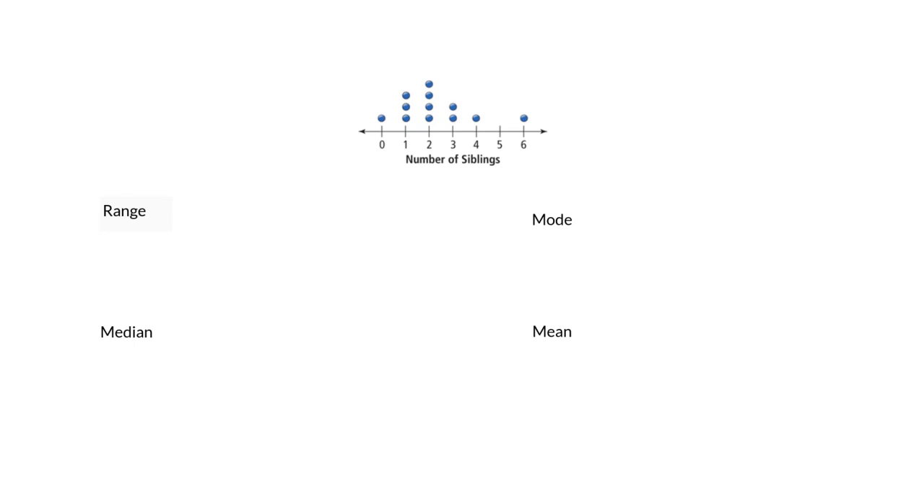So now what we're going to be doing is we're going to practice how to find the different pieces in our data set for our dot plots. The first thing we're going to need to do is make sure that we order our numbers in the given data set from least to greatest before we do anything else.